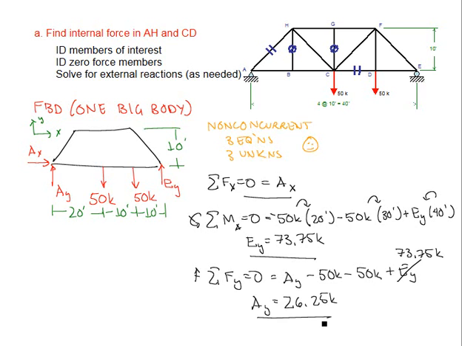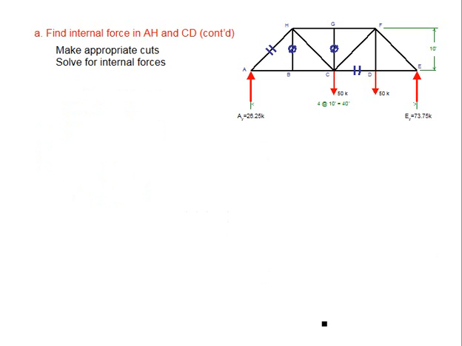26.25 kips. Now that we have our reactions at A and E, it's time to make our cuts and solve for our internal forces. Let's first look at AH.